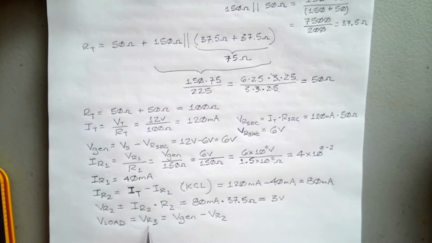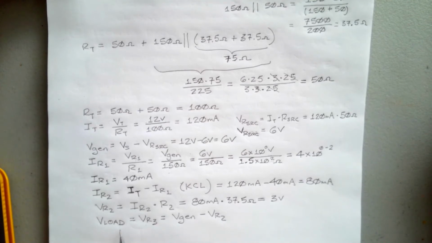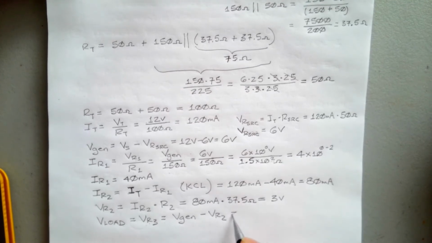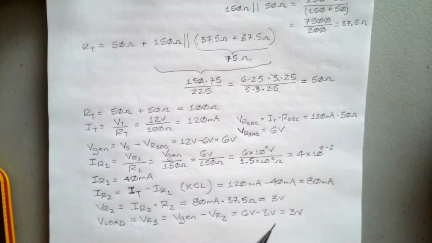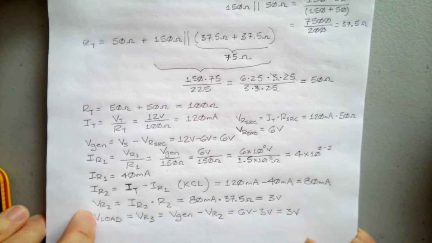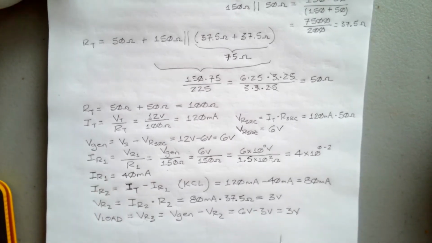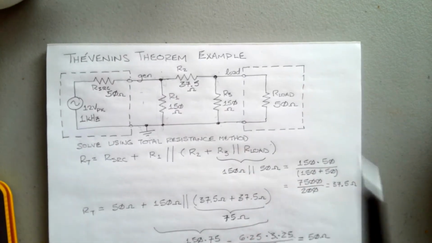V load equals VR3. They're the same voltage because the load resistor and R3 are in parallel. Is equal to Vgen minus VR2, and that's equal to 6 volts minus 3 volts equals 3 volts. Okay? And we'll push it one more time here. We know the load resistor voltage is 3 volts, and it is 50 ohms.